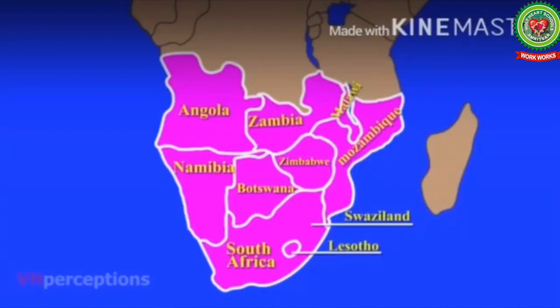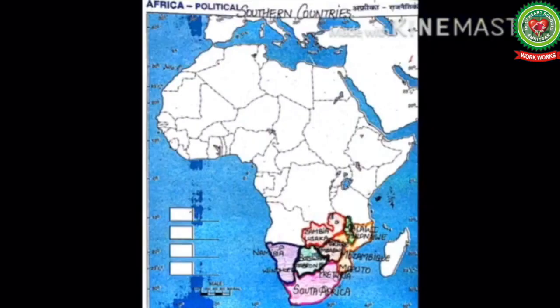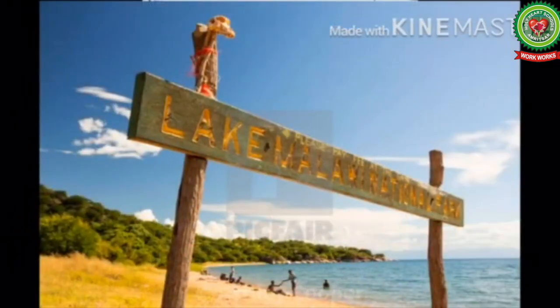Students, now we will discuss the southern countries of the Africa. Number 1, it's Malawi, and its capital is Lilongwe. Malawi is often known as the warm heart of Africa. There is a lake, Malawi, in this country, after the country's name. It is the 8th largest lake in the world.